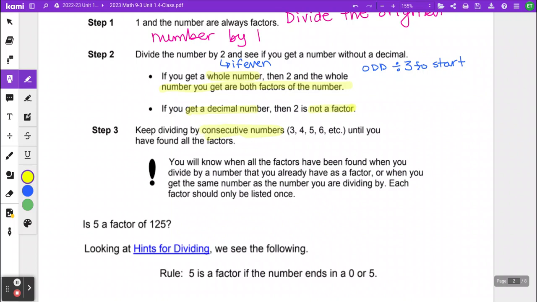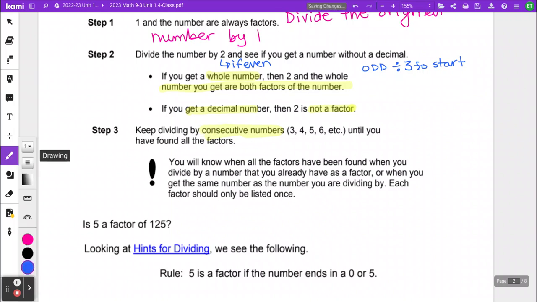What does it mean by consecutive? Who remembers what that big word means? It's showing you what it is. 3, 4, 5, 6. So what do you think consecutive means? Yeah, the numbers in a row. They're going up by 1. So you're just going to start dividing by the number 1 always. If it's even, you start with 2. Then if it's odd, you'll go to a 3. If it ends in 5, you're going to go to a 5. Otherwise, you're going to divide by all these numbers in a row.